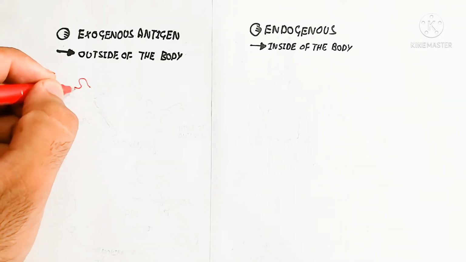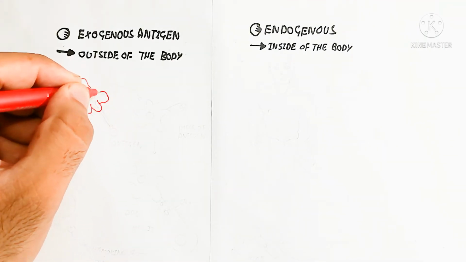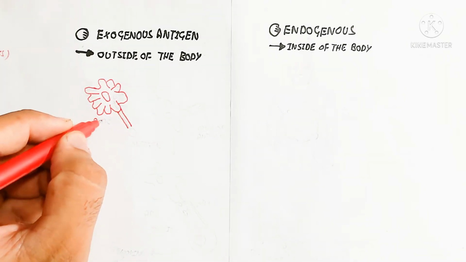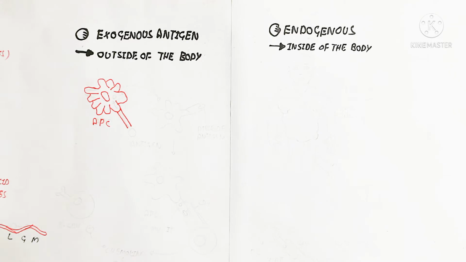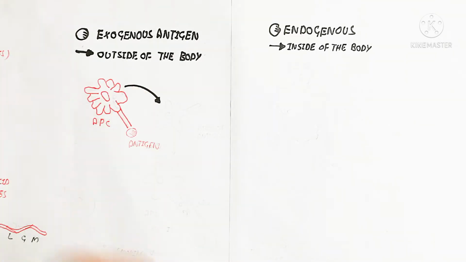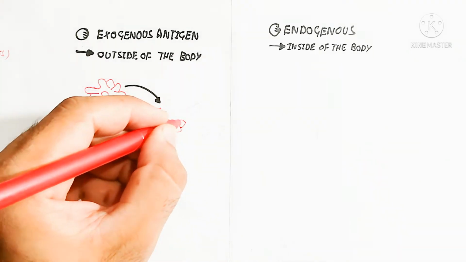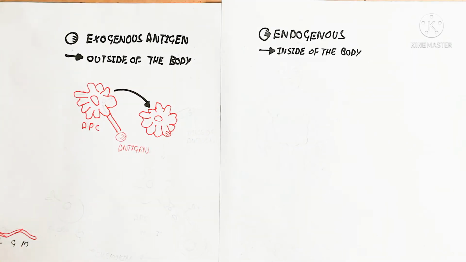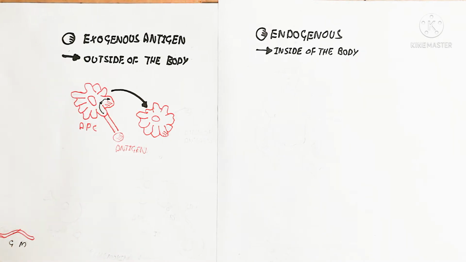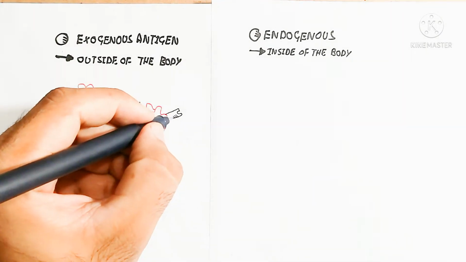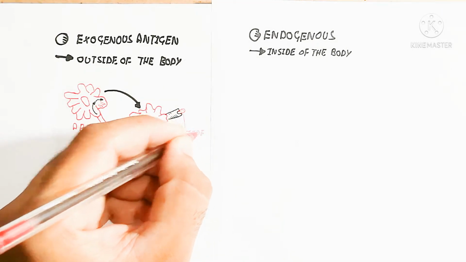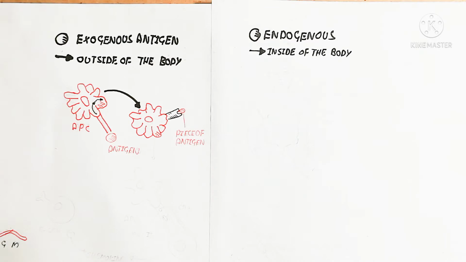So the exogenous antigen means from outside of the body. For example, a virus, bacteria, or a foreign protein. So here is the antigen presenting cell. When an antigen invades the human body, the antigen presenting cell will recognize it, and after the recognition a piece of the antigen will be picked, and that piece of antigen will be recognized by the T helper cell.